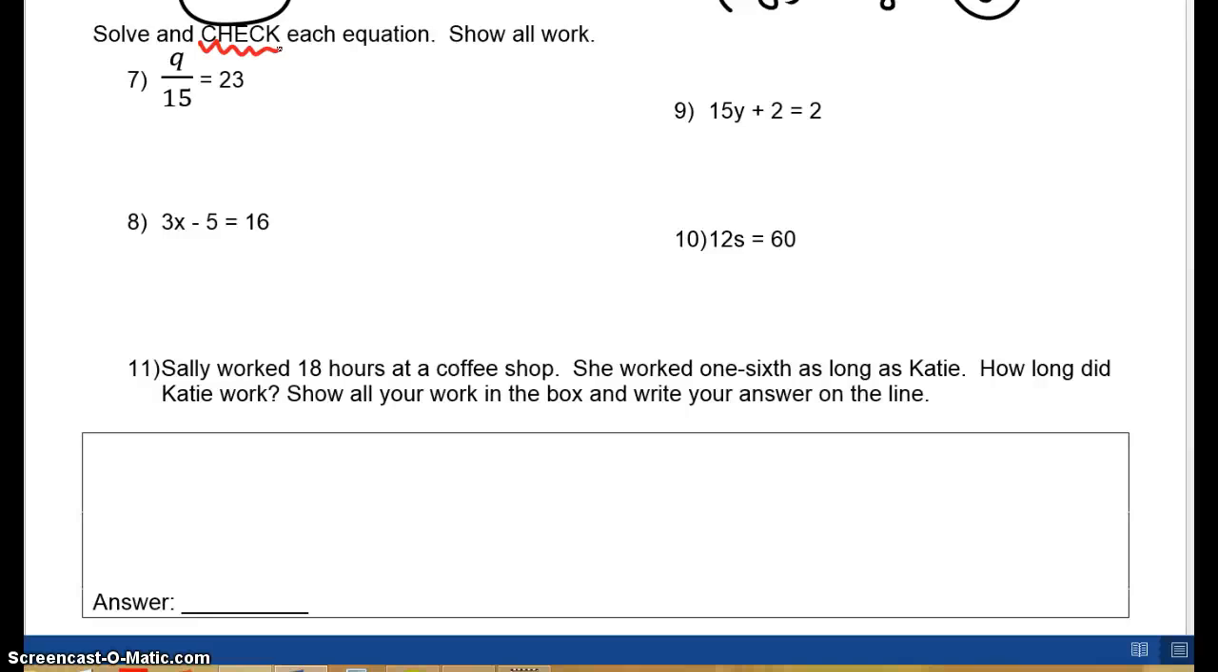So for number 7, it's q divided by 5 equals 23. So to solve for q, we're going to multiply both sides by 15.